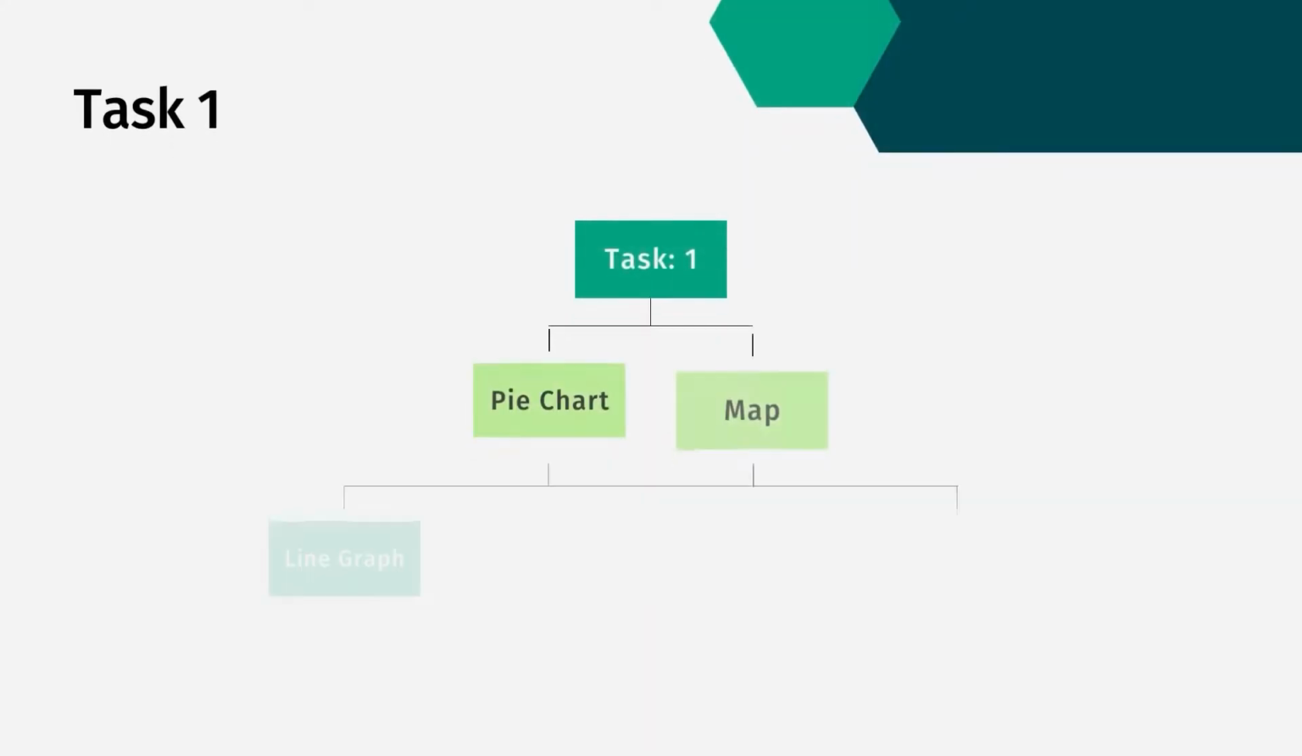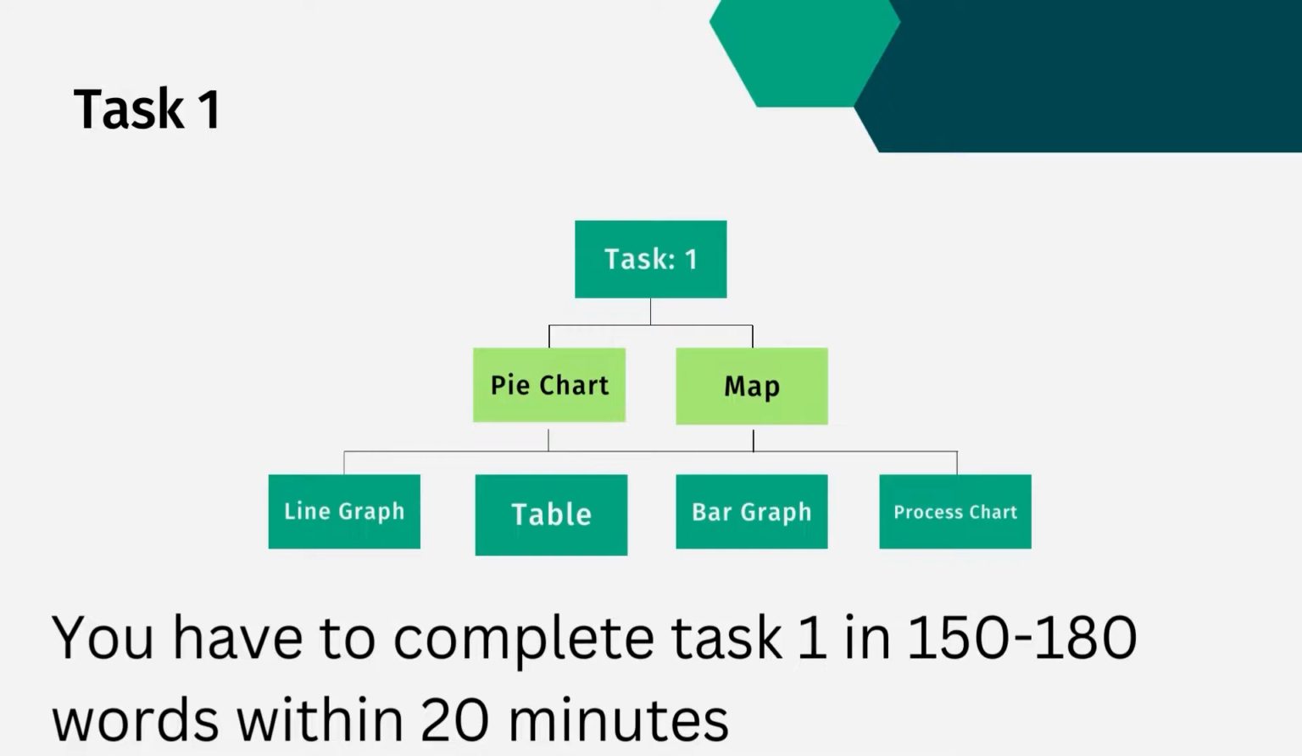There are 6 types of task 1, that is pie chart, map, line graph, table, bar graph and process chart. You have to complete task 1 in 150 to 180 words within 20 minutes.